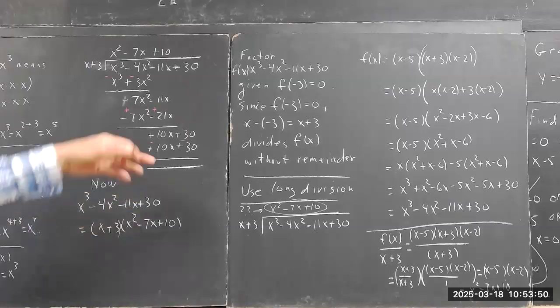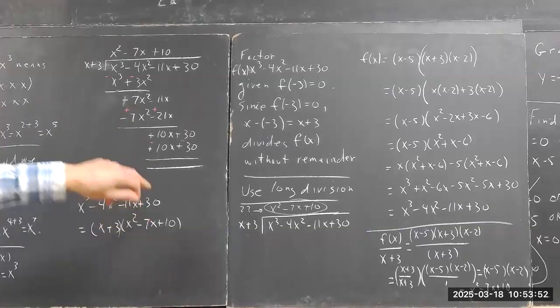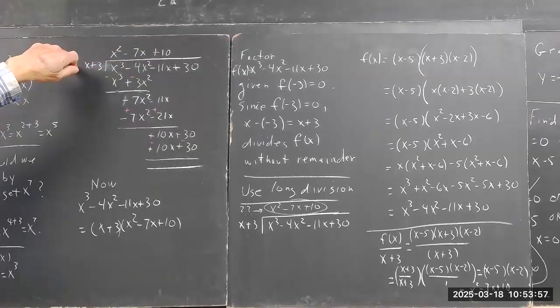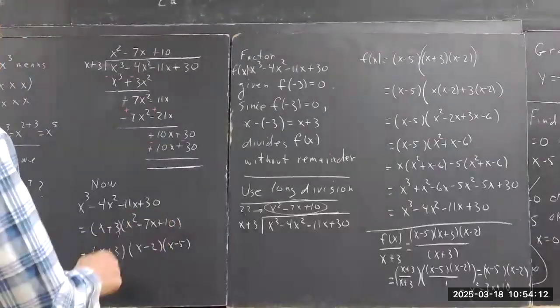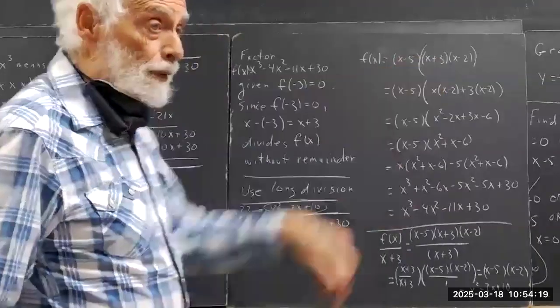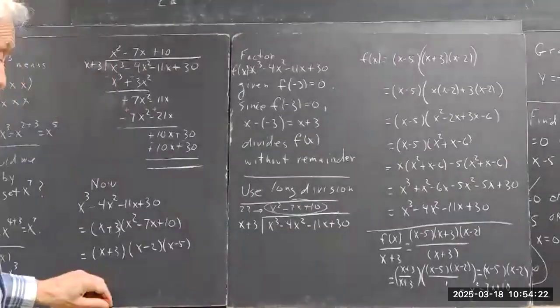x squared minus 4, this thing equals this product, because this equals this times this. Factor this into x minus 2 times x minus 5 is the original function. Okay?